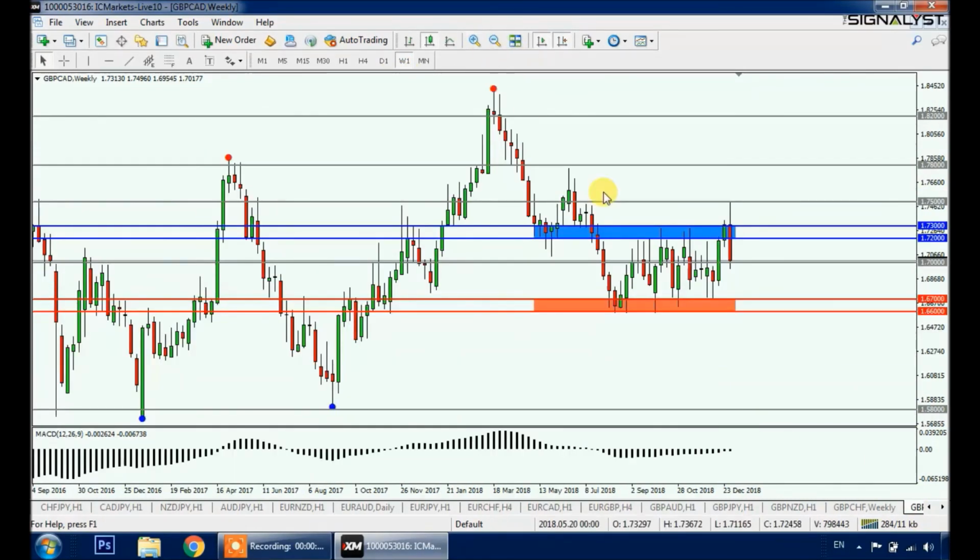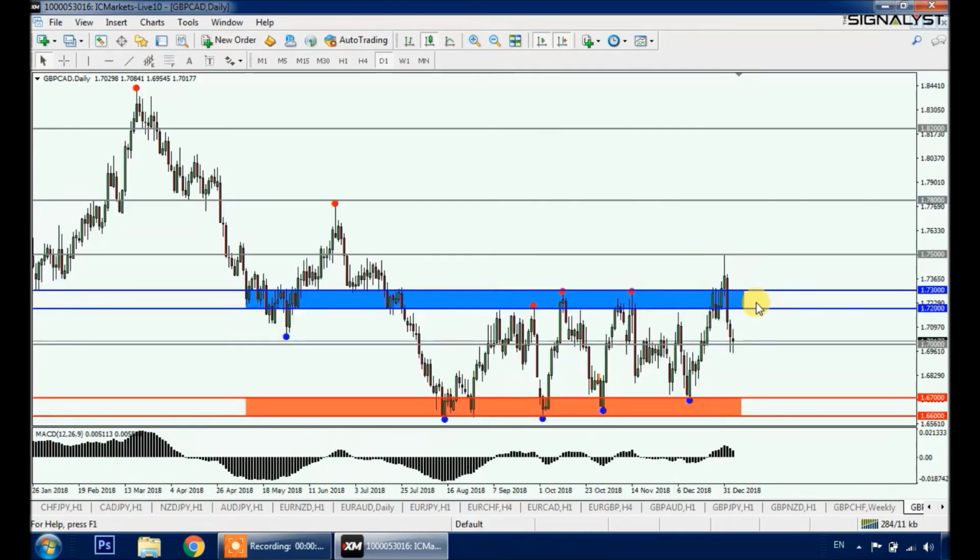On weekly time frame we have a big momentum candle engulfing the previous one, pushing price lower. So for now this pair is bearish. On daily time frame price is setting below this rejection blue zone, so we are only looking for short opportunities around here until it gets around this zone.